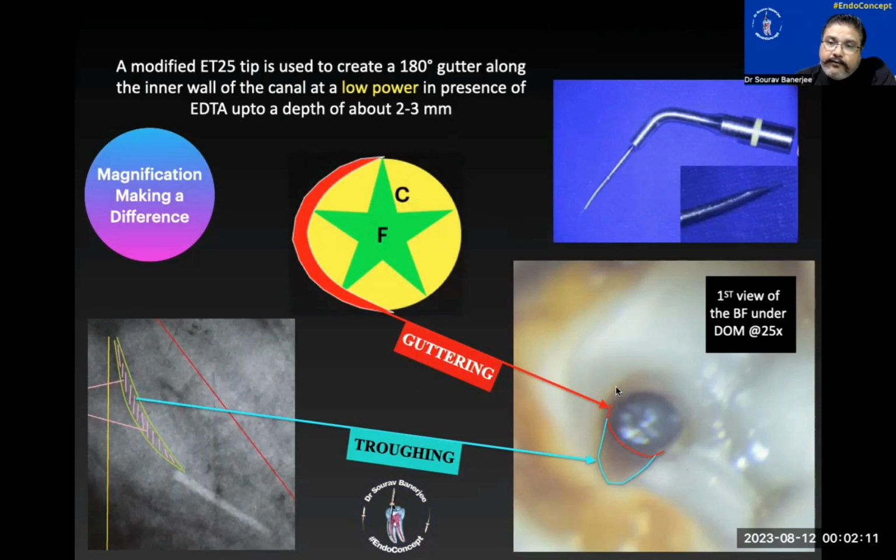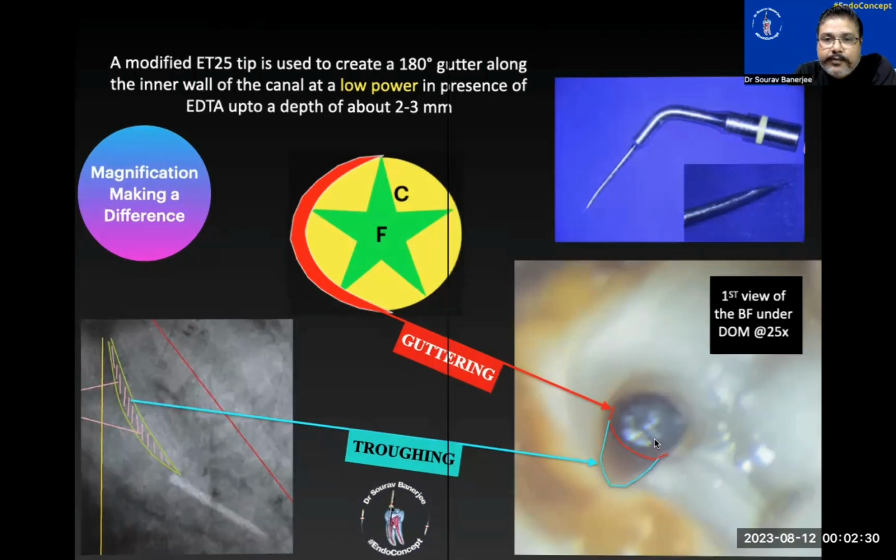So once we free that, once we do the guttering, the instrument starts a bit shaking inside the canal or moving inside the canal, because it gets freed from the binding of the canal. So that is one important step in the process of retrieval.